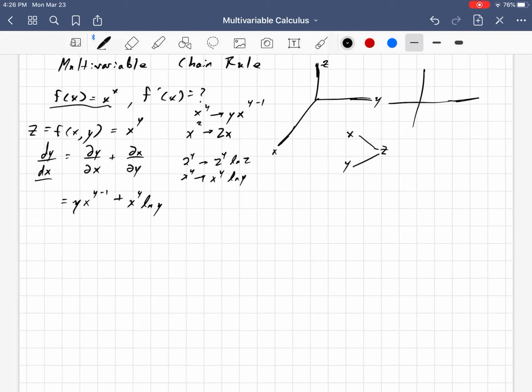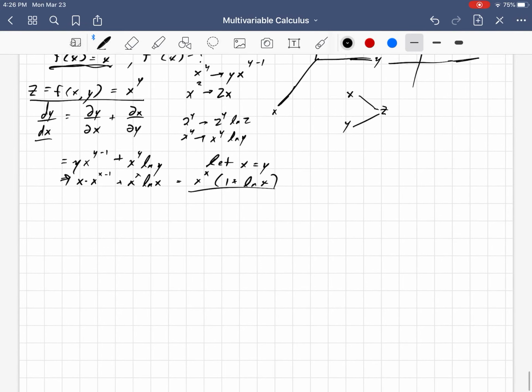And in the single variable case, we are just considering the more general case of this multivariable function, and in the single variable case, we're just going to let x be equal to y. And so if we let x be equal to y, we get x times x to the x minus 1 plus x to the x natural log of x, which is x to the x times 1 plus natural log of x. And that is the correct answer for the derivative of x to the x.